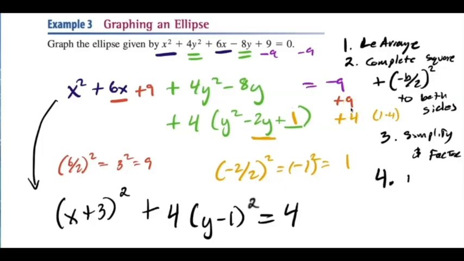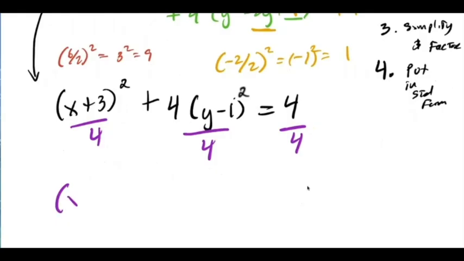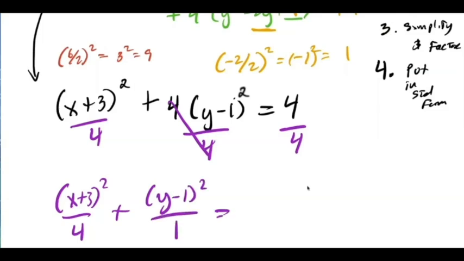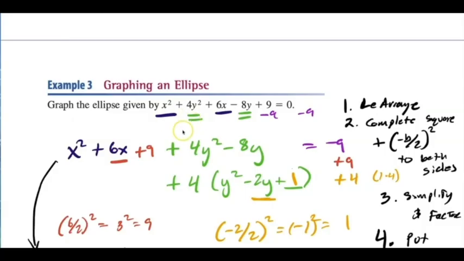You've got to put it in standard form. Standard form of an ellipse is when it equals 1. We divide everything by 4. That'll give us (x plus 3) squared over 4 plus, these cancel, that's squared, (y minus 1) squared over 1 equals 1. That's our standard equation. They want us to graph this ellipse. Putting it in standard form makes it easy to graph it, but we do have to graph it still.